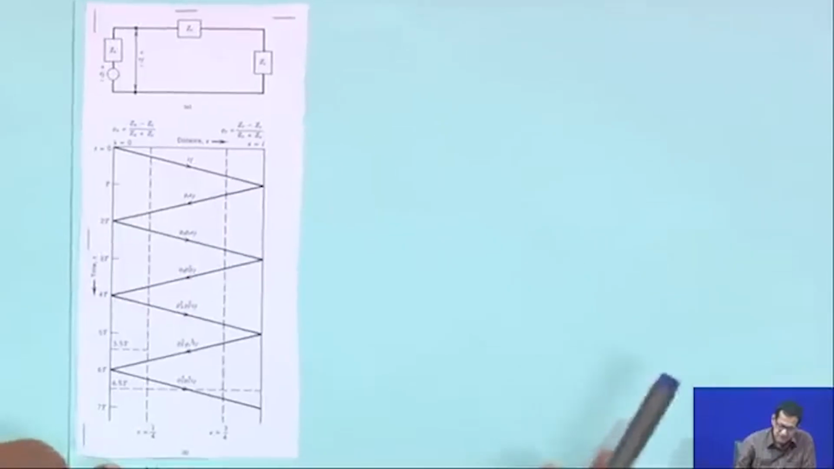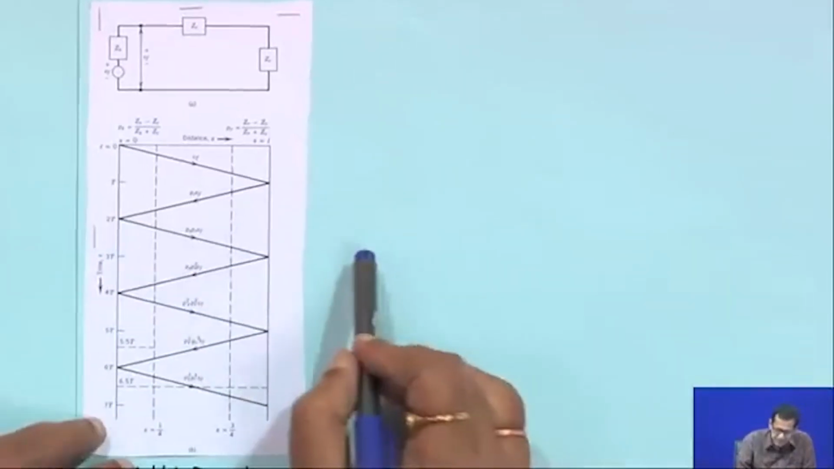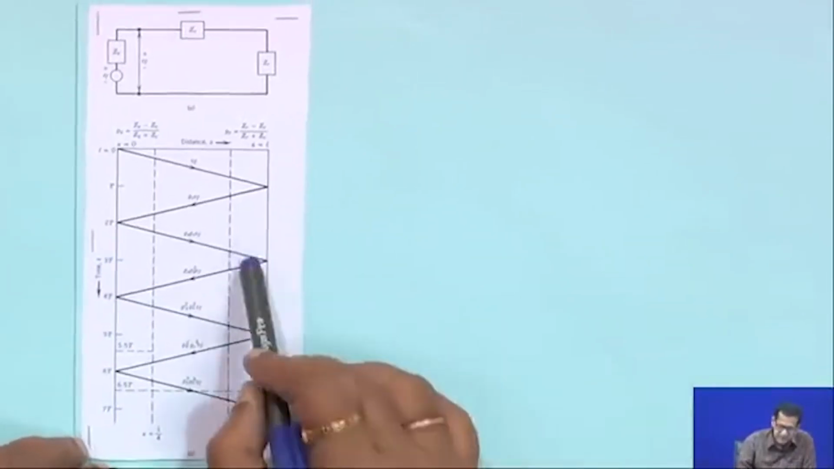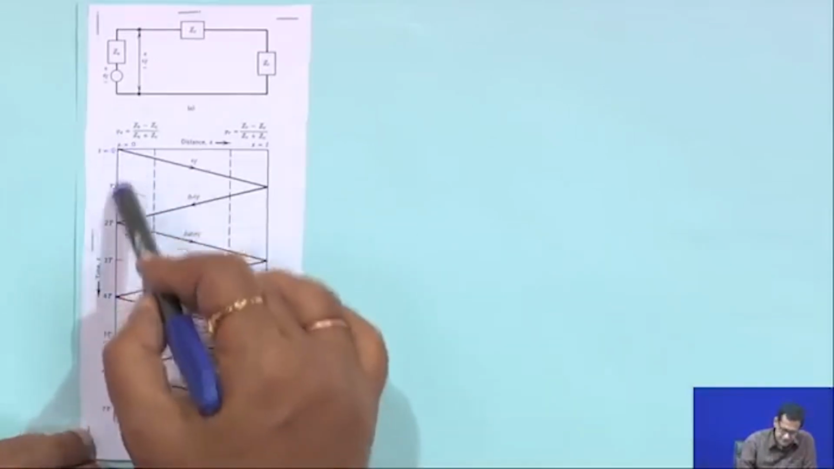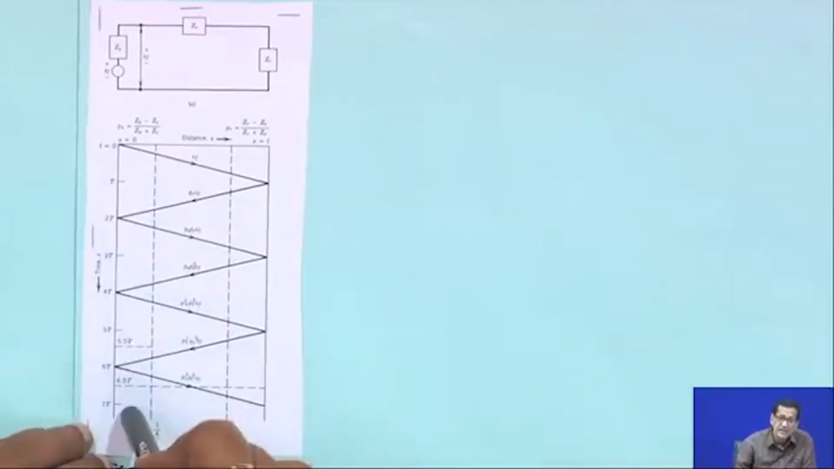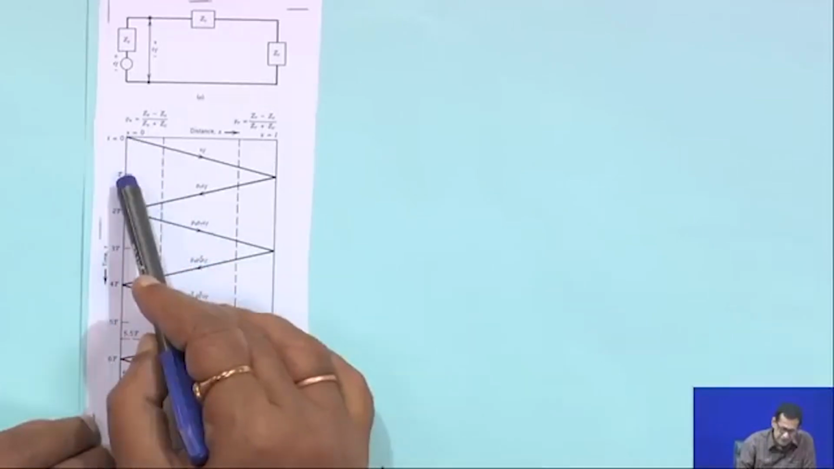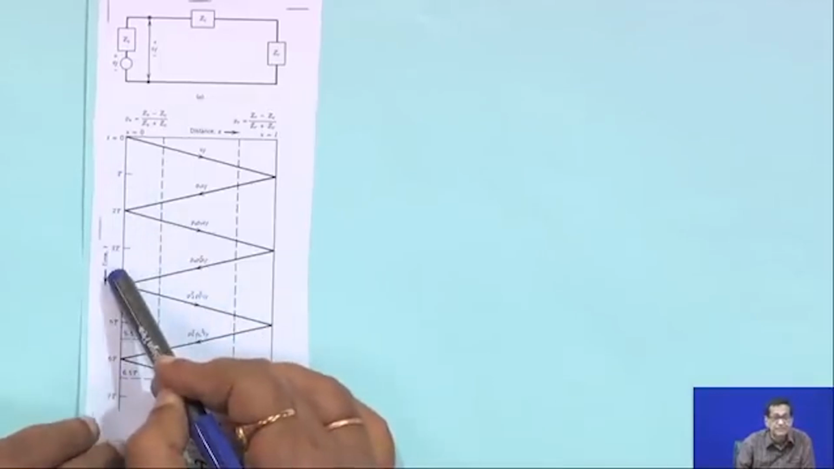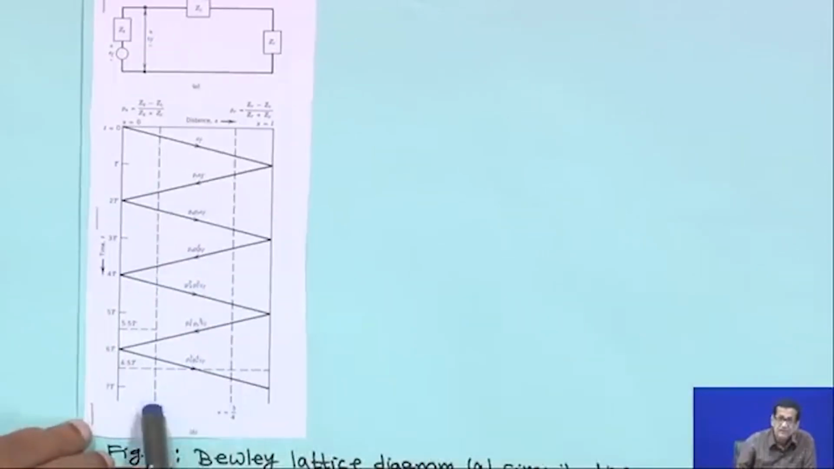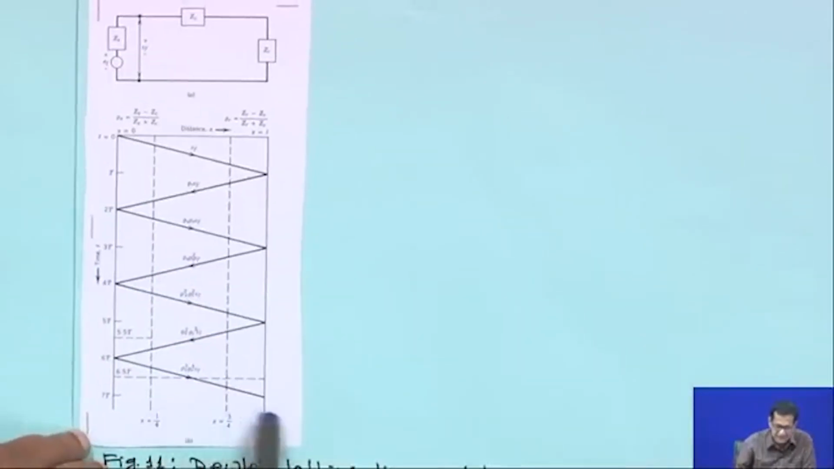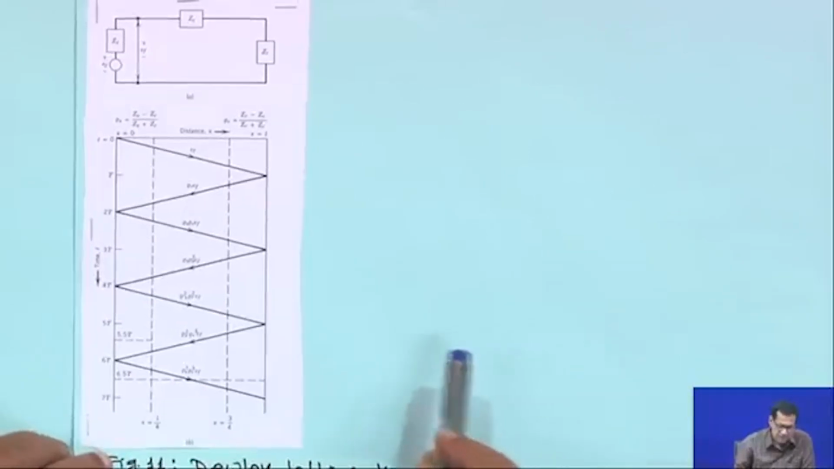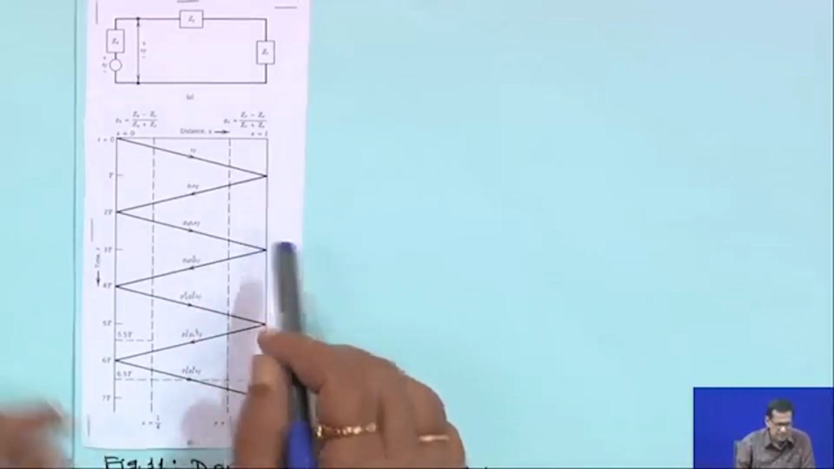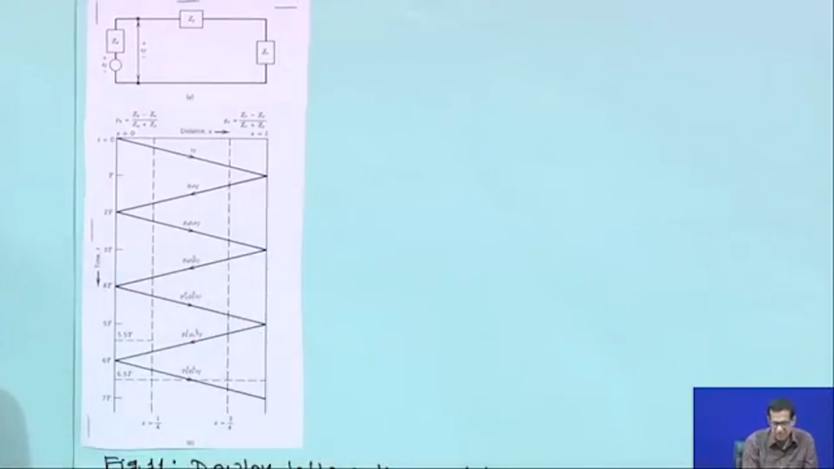Now, first look at this diagram, where the lattice diagram is drawn. This side is time: t equals 0, capital T, 2T, 3T, 4T and so on. This side is distance. Now, at any instant we can find out what the voltage will be.